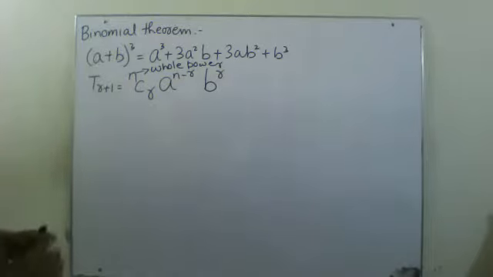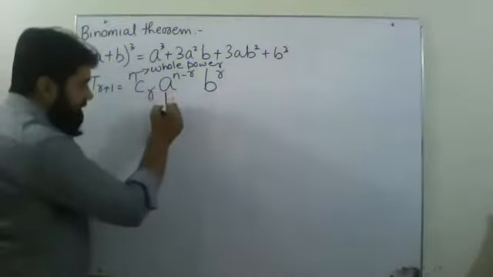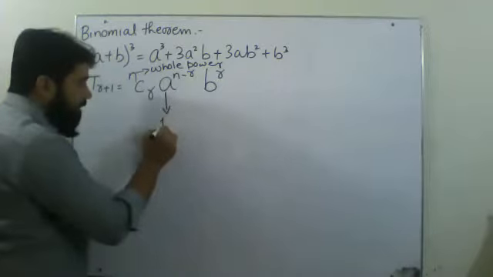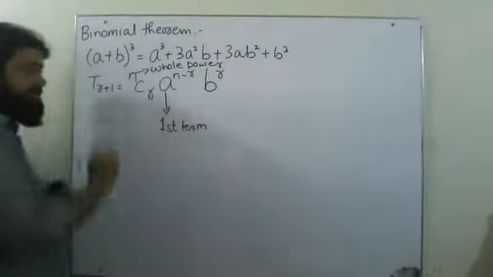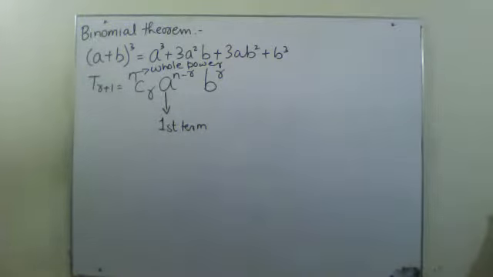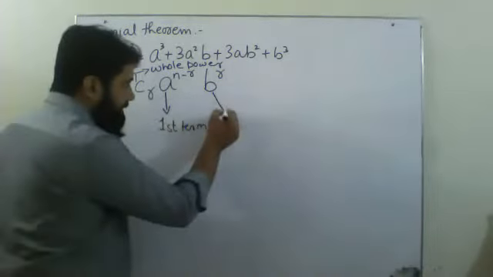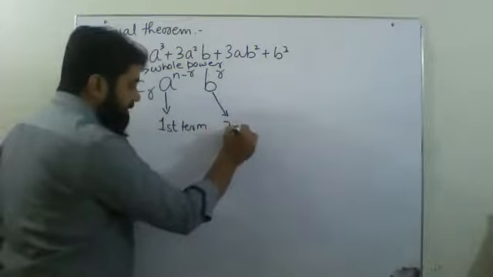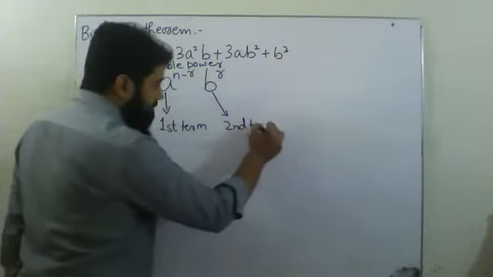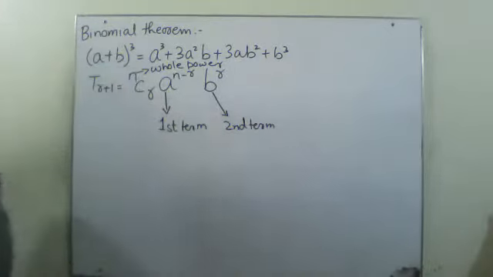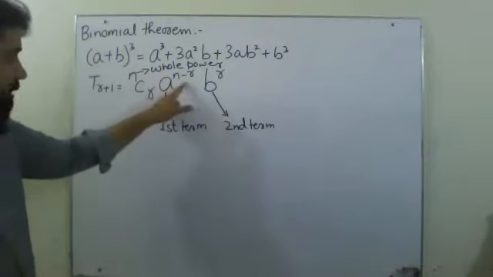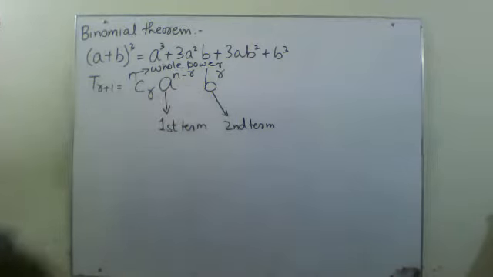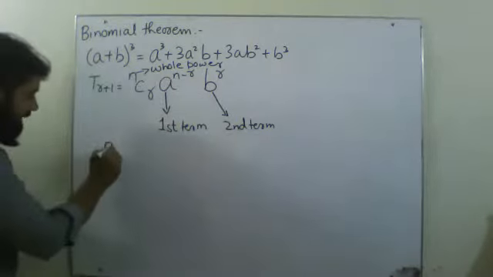First thing. Now a will represent the first term in the bracket which has to be expanded. b represents the second term of the bracket which has to be expanded. Now, what is the power of a right now? The power of a is written as n minus r.